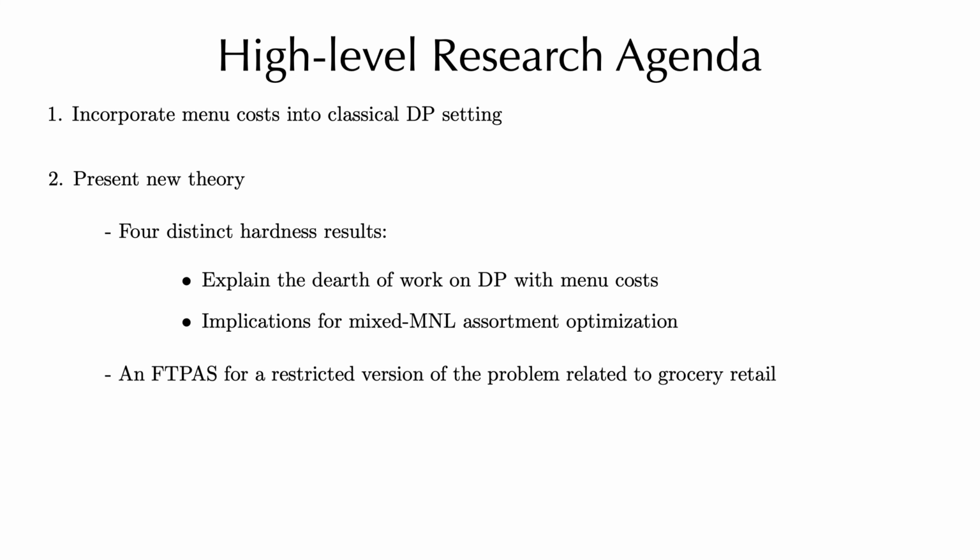And then the second flavor is an algorithm. We have an FPTAS, so we can get within 1 minus epsilon of optimal. We need a few assumptions to do this, and we argue these assumptions are apt for grocery retail. So when I present the theorem, I'll tell you about these assumptions, and I'll argue that each of them is relevant to grocery retail.